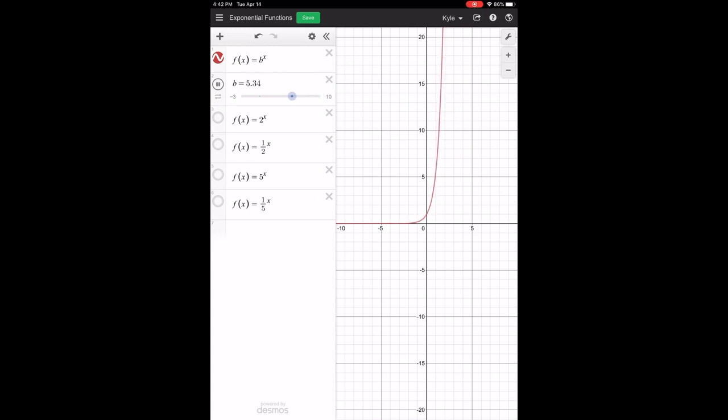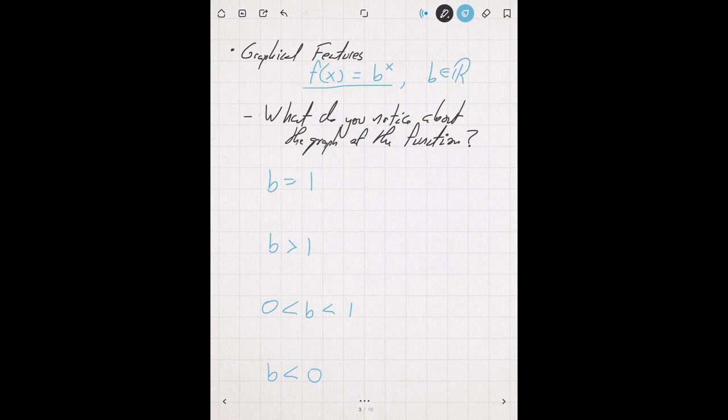So, what I'd like you to do, try and explore this graph and record what you notice about the graph as we have B equaling 1, as we have B greater than 1, as we have B being less than 1, and when we have B be less than 0. What do you notice about all these individual points? Let's go ahead and take a look at what's going on here. Let's define all that we notice from these various situations.